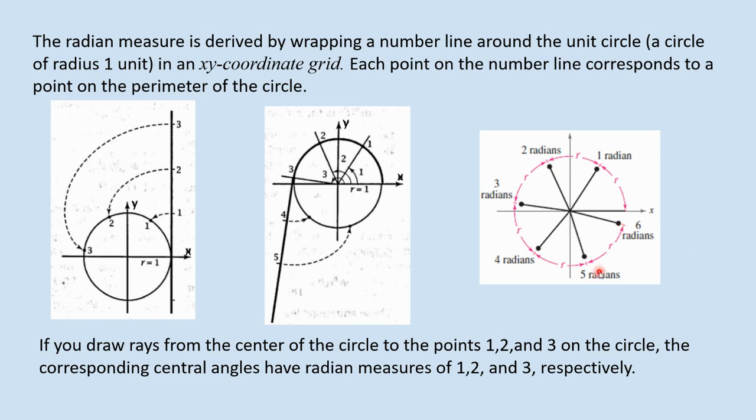So if we draw rays from the center of the circle to the points 1, 2, 3 on the circle and respectively all the way around, we can see those corresponding points. Okay, so what we're going to talk about is how can we relate these radians to degrees, and we know that 360 degrees wraps all the way around. So now let's talk about how that connects to radians.